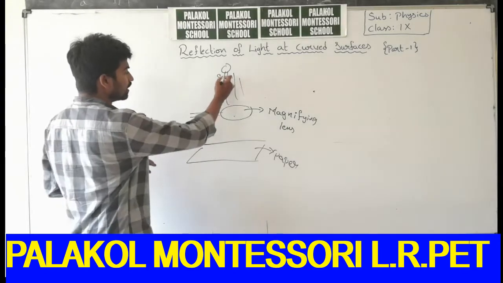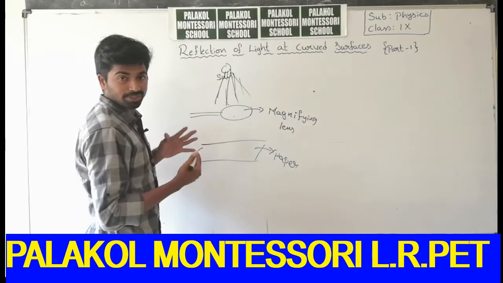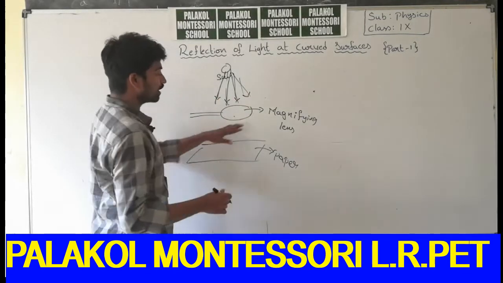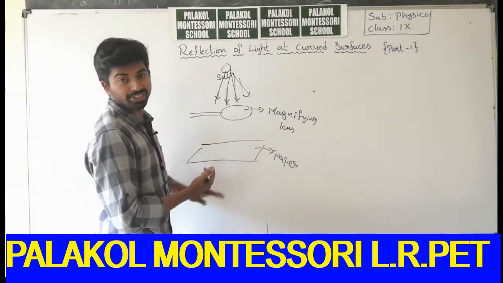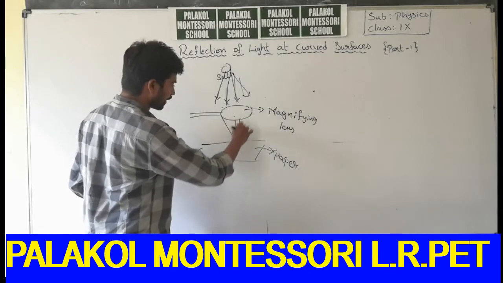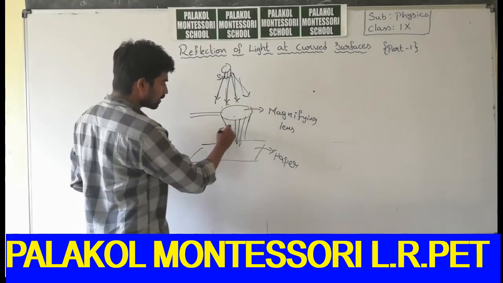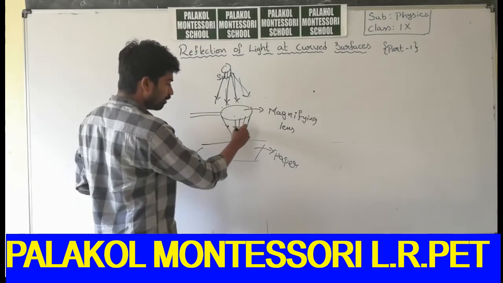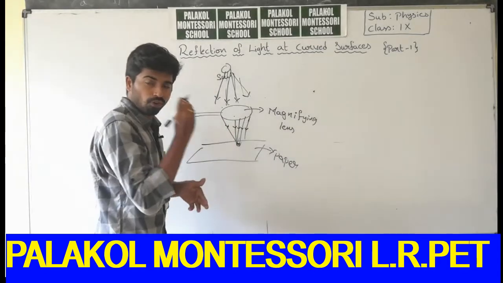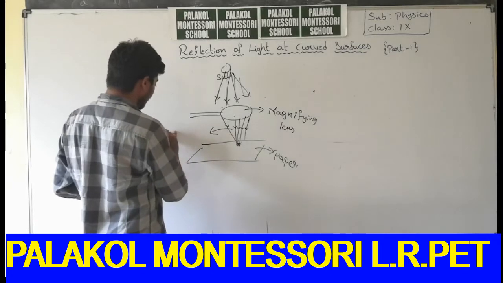If this is the sun, the light rays are coming from the sun. If the light rays fall on the converging lens, the magnifying lens, all the light rays will focus to a point. Whatever light rays are incident on this lens, all of them will focus to a single point. All that light energy is focused to a single point. We call these light rays converging light rays.